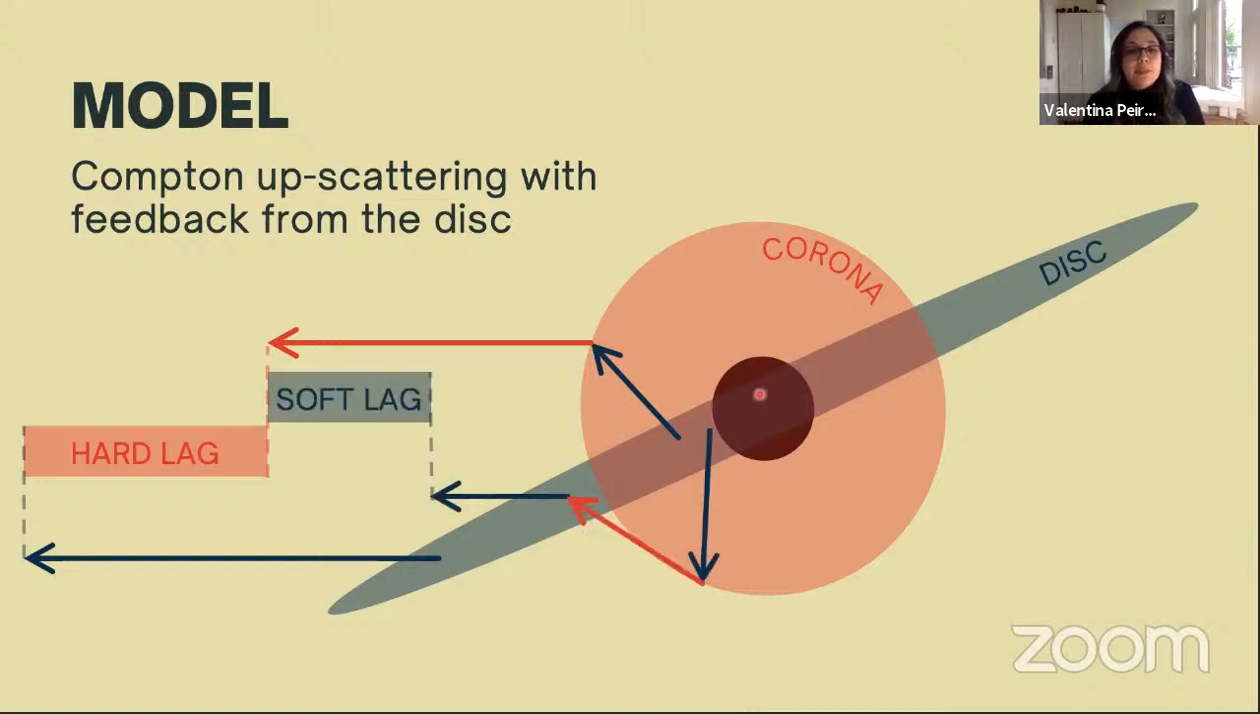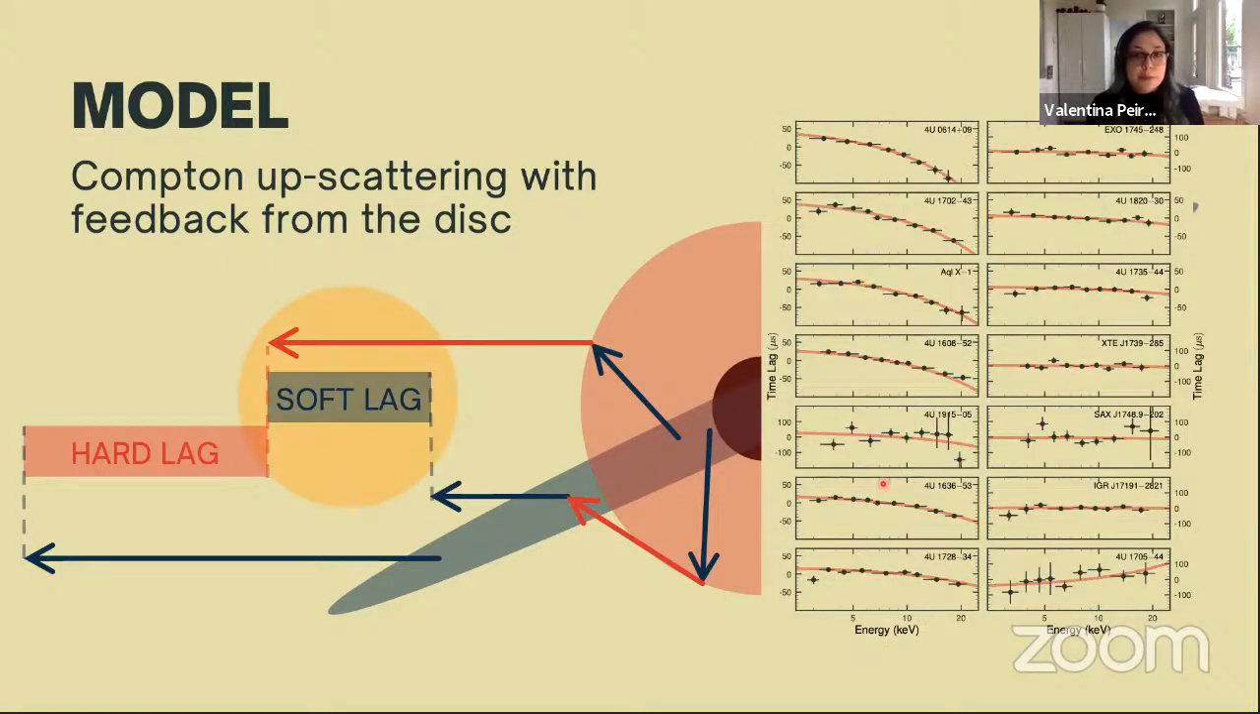said before me. And we also could have the emission reflected off the corona go back to the disk and then get emitted towards us again with lower energies, and we will see a soft lag. And soft lag is exactly what we see in the data that I showed before. These all are soft lag, which is nice because it means that our model is compatible with what we observed in the data.